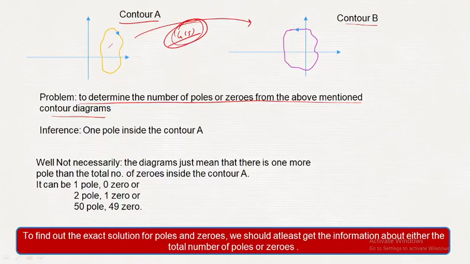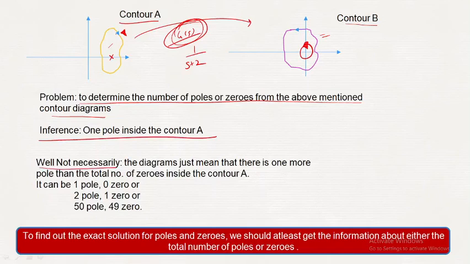Okay, so in a general perspective you can say that we had this contour in a clockwise direction, and here I am seeing that we are getting a contour which is encircling the origin but in the anti-clockwise direction. So I can say that maybe there is one pole inside this, because अगर आपका GS suppose 1/(s+2) होता है उस केस में आपको इसी तरीके का contour मिलता है. So maybe I am having one pole which is lying inside the contour. So the inference can be one pole inside the contour A. But this is not necessary.